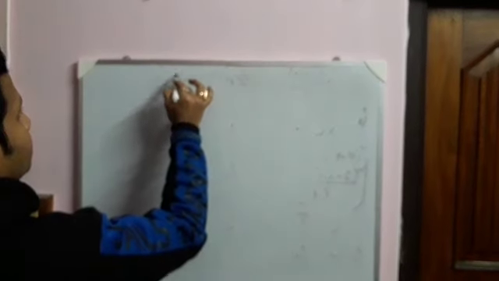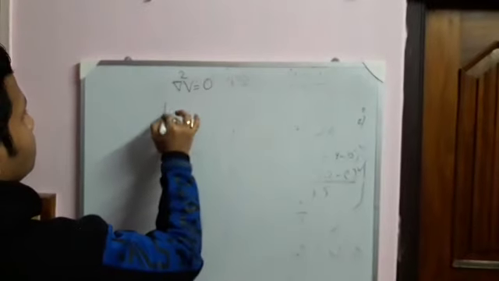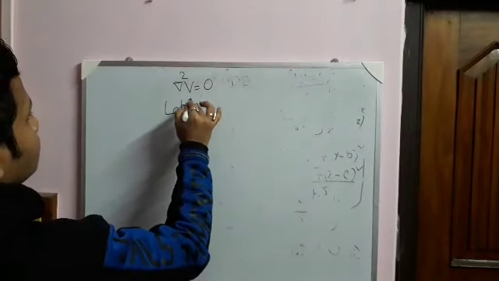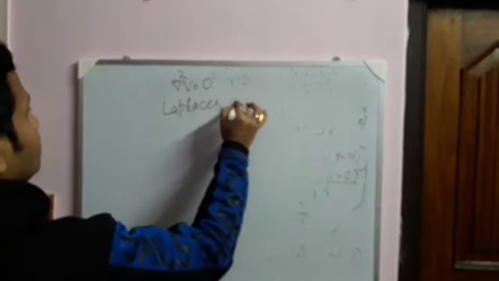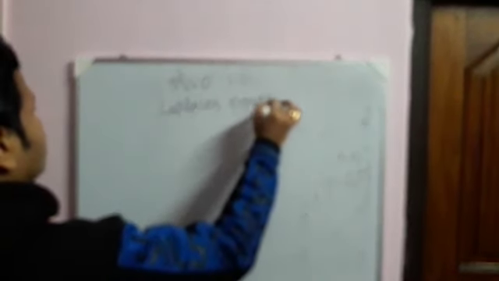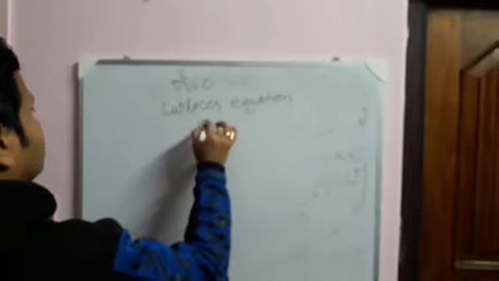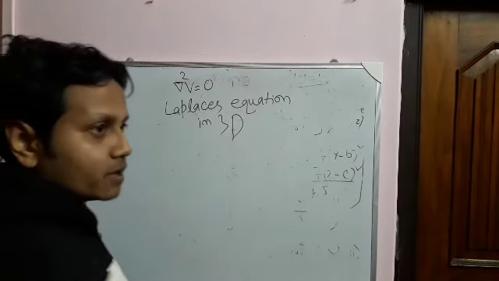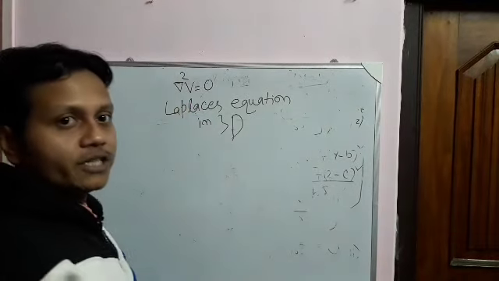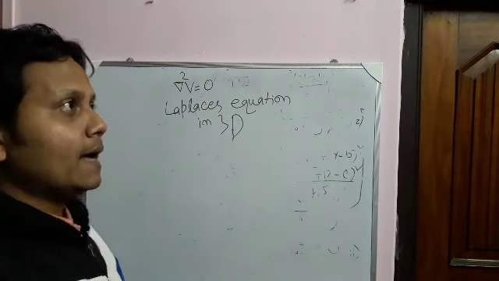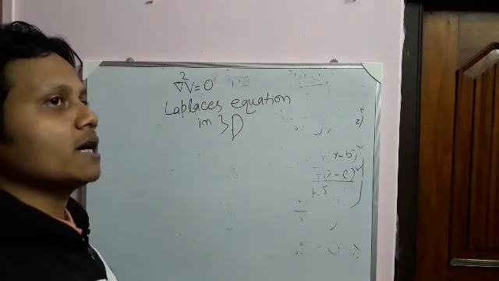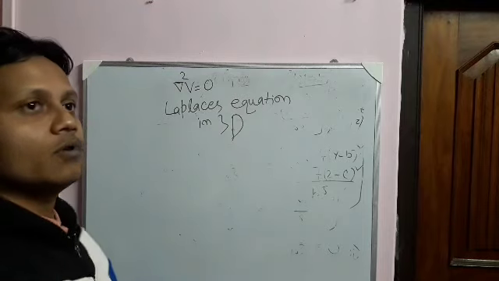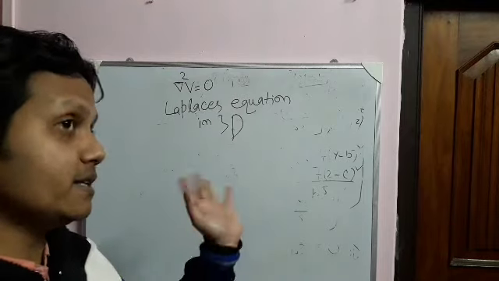Del square V equals 0, Laplace's equation in 3D. Okay, so today I shall discuss the gravitational potential due to a solid sphere and Laplace's equation, and in our next class I shall discuss a few other things, and will end this chapter.